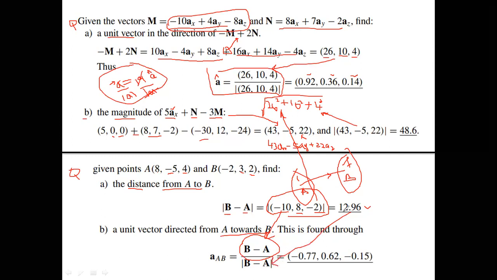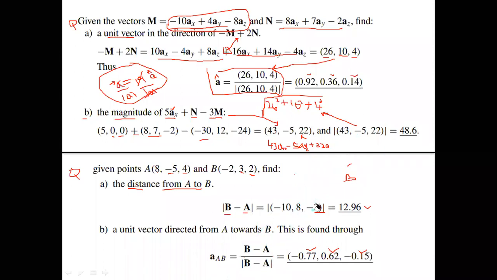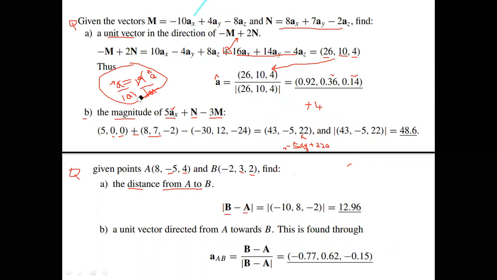So we have to divide minus 10 by 12.96, and we will get this. 8 divided by 12.96, we will get this, and minus 2 divided by 12.96, we will get this. Okay. So you have to use the calculator to solve these questions.